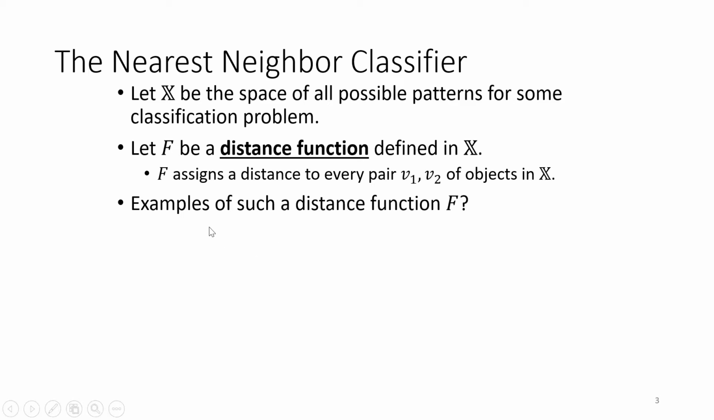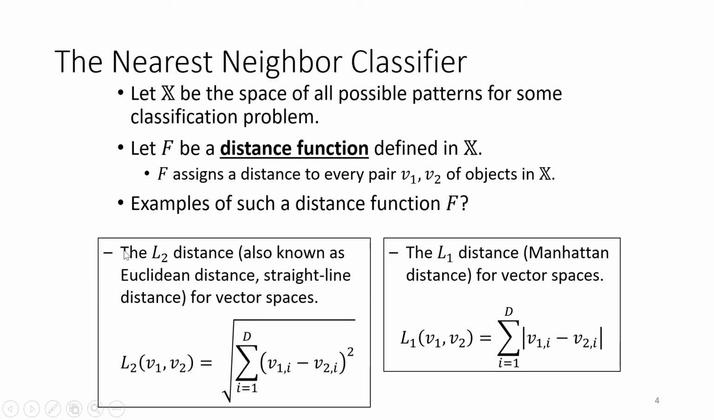What are the possible examples of such a distance function F? One possible distance function F is L2 distance, which is also called Euclidean distance, that we saw in the first slide. So this is the generalized formula for Euclidean distance. L2 of v1, v2, the distance between v1 and v2, is this formula over here, where i goes from the value of 1 till d dimensions. So suppose you have a 5-dimensional space, then i will go from 1 to 5. Another possible distance function that we can use is Manhattan distance. This is the formula for Manhattan distance.